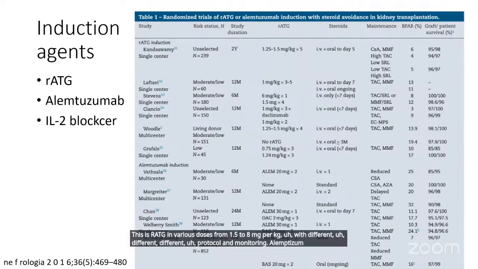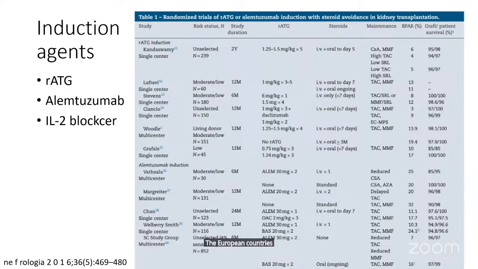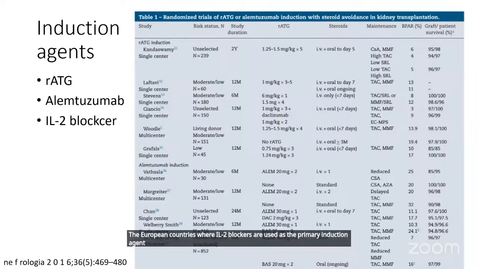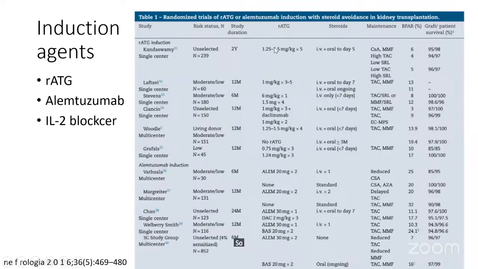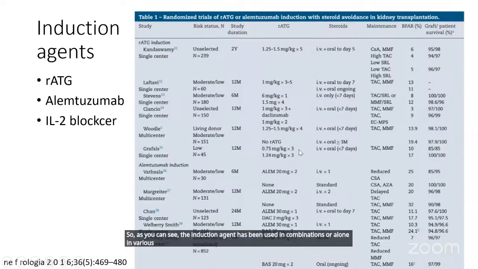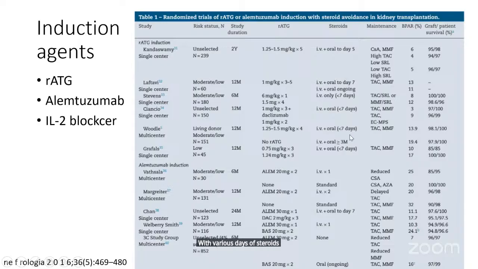Alemtuzumab has been widely used in steroid avoidance or early steroid withdrawal. In European countries, IL-2 blockers are used as the primary induction agent in steroid withdrawal or steroid avoidance protocols. So as you can see, the induction agent has been used in combination or alone, in various doses, with various days of steroids. Most of them have stopped within 7 days in early steroid withdrawal.